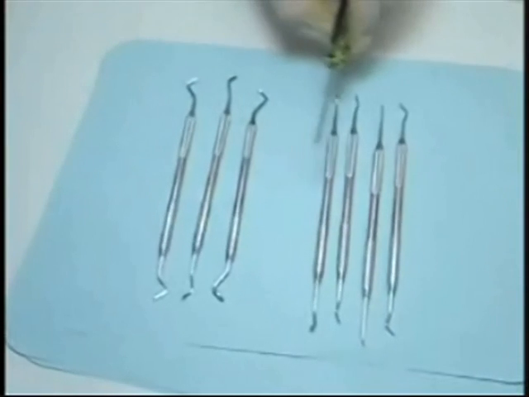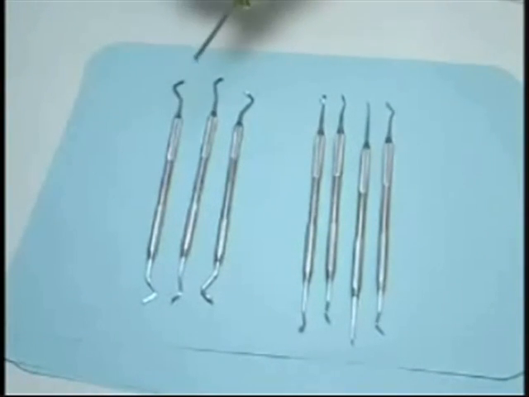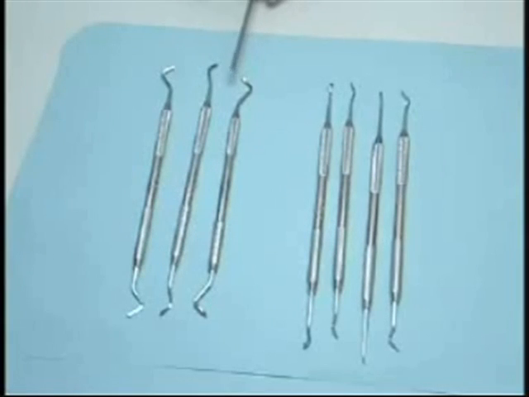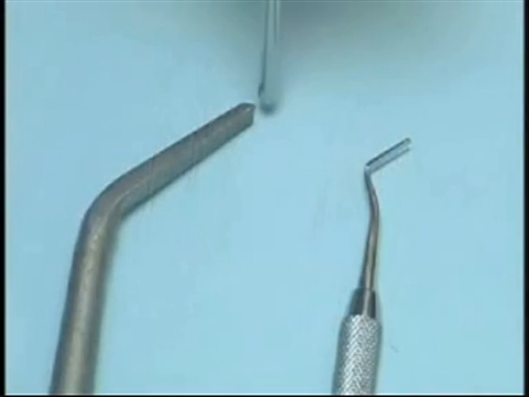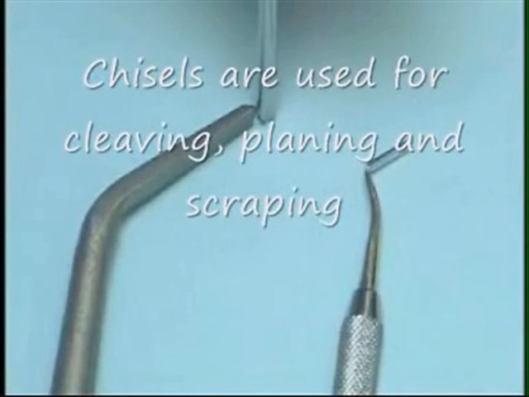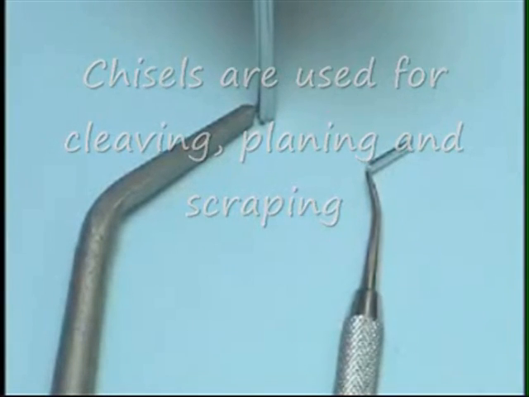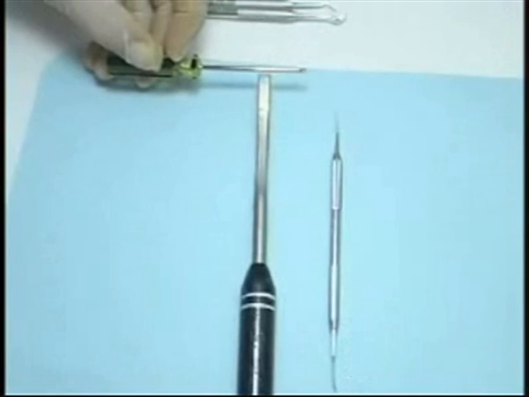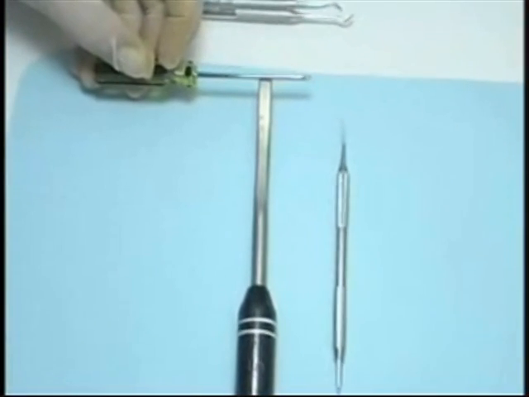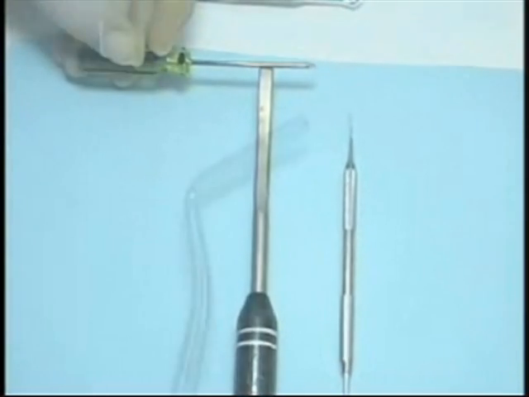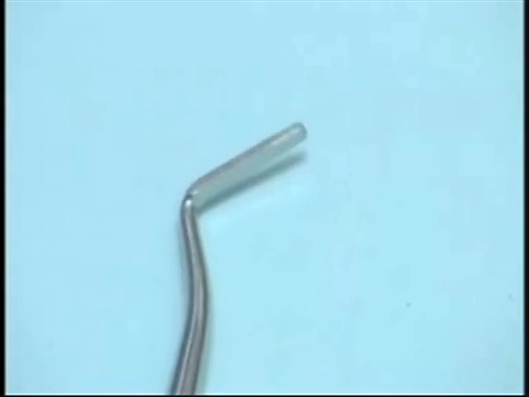At one time, all instruments were called excavators and were used for removal of carious lesions, as well as shaping cavity walls and refining line angles and point angles. At the present time, excavators are used only for removal of carious lesions. Chisels are used for cleaving, planing, and lateral scraping. The cutting edge of the chisel makes a 90-degree angle to the plane of the instrument. Chisels are used with a push motion.